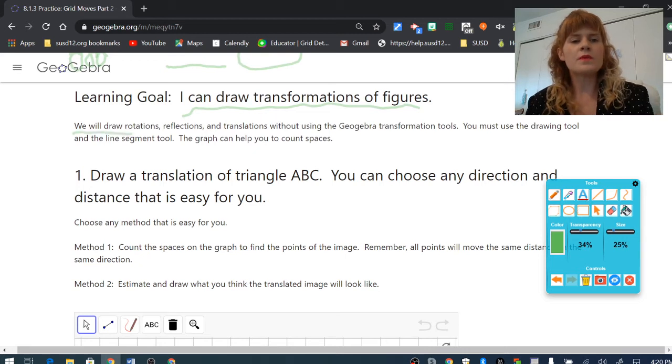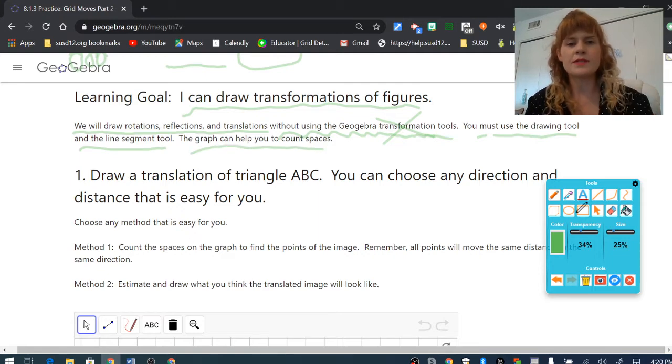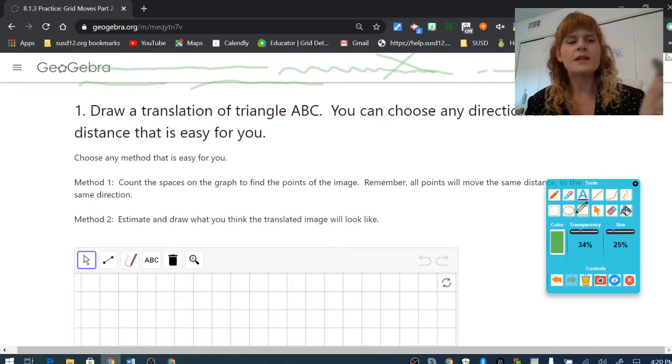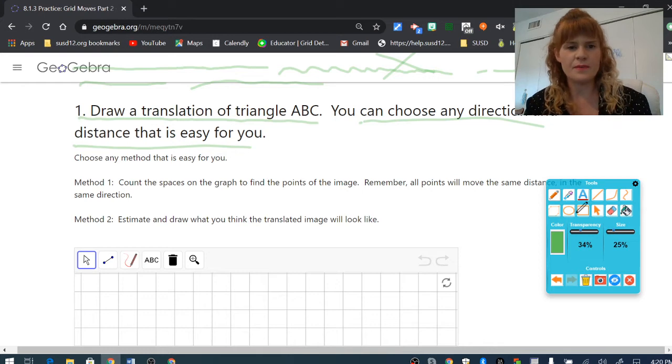We will draw rotations, reflections, and translations without using the Geogebra transformation tools. That's right, no tools. You must use the drawing tool and the line segment tool. The graph can help you to count spaces. Number 1, draw a translation of triangle ABC. You can choose any direction and distance that is easy for you.